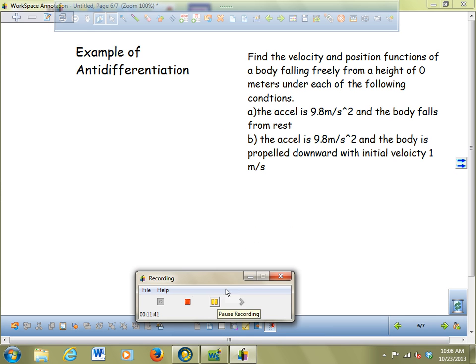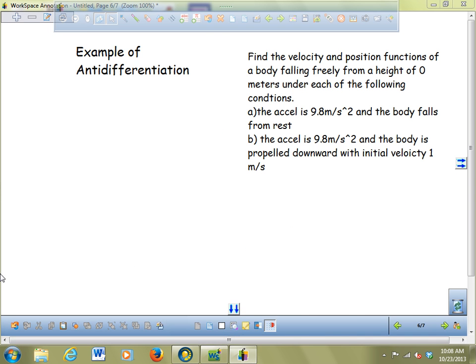So this is a good problem to show you that you don't always have the same antiderivative. What you know, for the most part, is that falling objects have an acceleration of 9.8 meters per second squared, or 32 feet per second squared. Here we're talking about meters per second. Find the velocity and position functions for a body falling from a height of 0, where the body falls from rest.